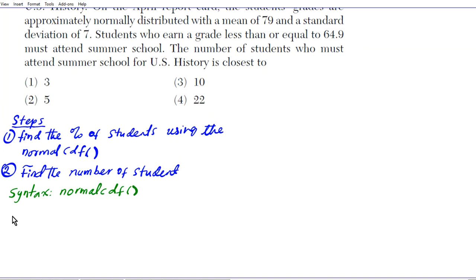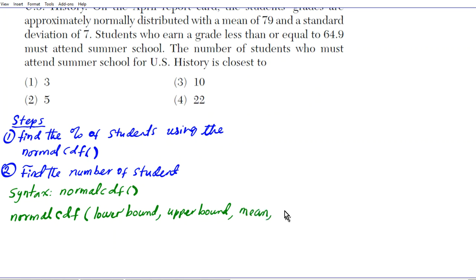So first of all, you call up the normal cumulative distribution function on the calculator. I'll demonstrate it in a second. And then the first entry is your lower bound. You enter your lower bound. The next entry is your upper bound. The next entry is your mean. And the last entry is your standard deviation.